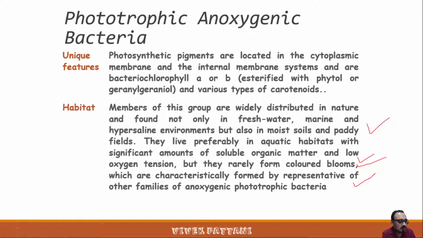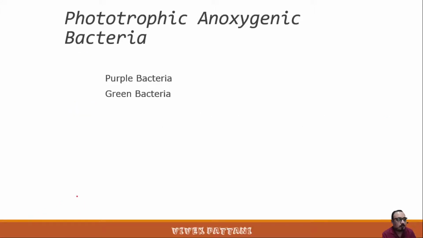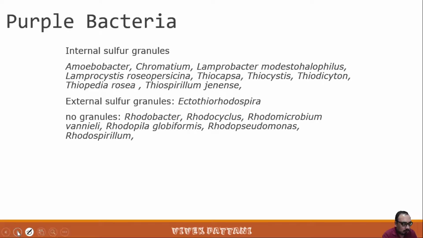So these are just the basic features of the phototrophic bacteria. Now moving forward to the purple bacteria and green bacteria. The purple bacteria contain internal sulfur granules. What does it indicate? That in their structure they have some sulfur granules which can be easily identified under the microscope. If you want to study these photosynthetic bacteria, you need to use a Winogradsky column. It is the best way to study them.